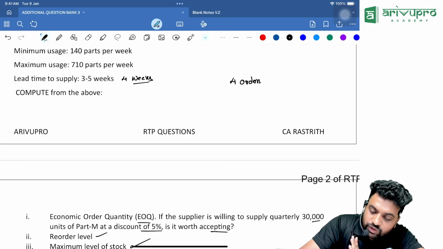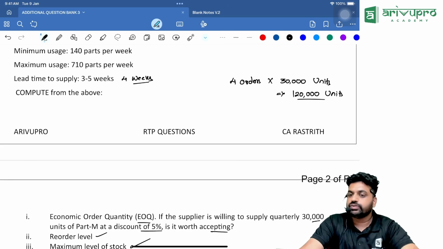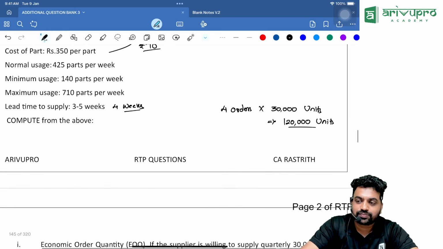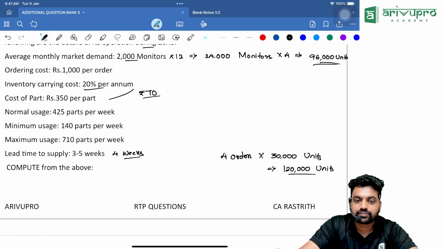Now, if you place 4 orders of 30,000 units, you are going to receive 1,20,000 units. Now my question is, the requirement is just 96,000. What should we do?